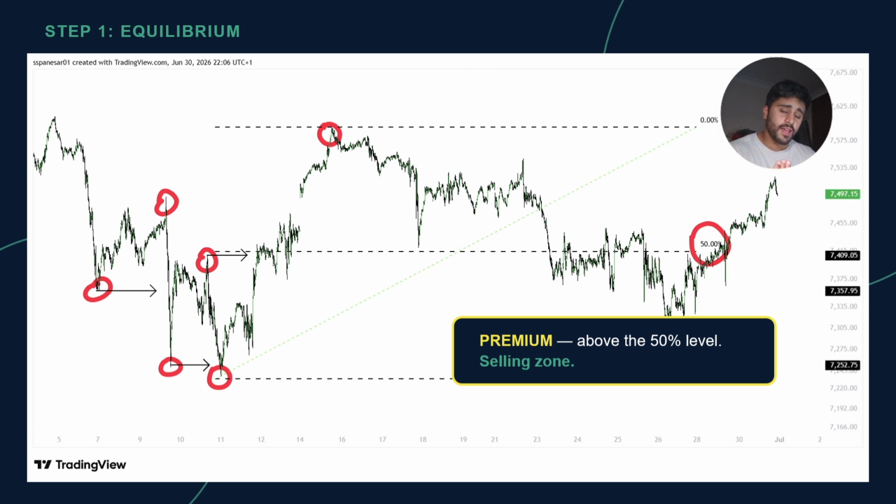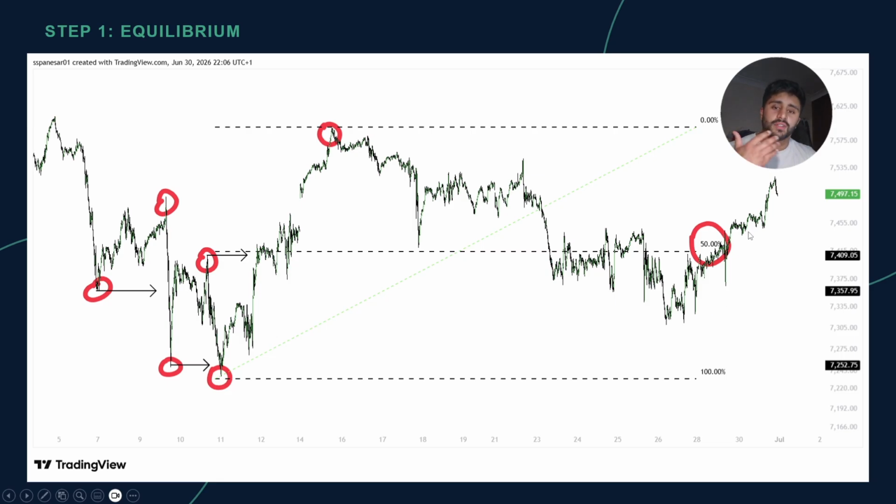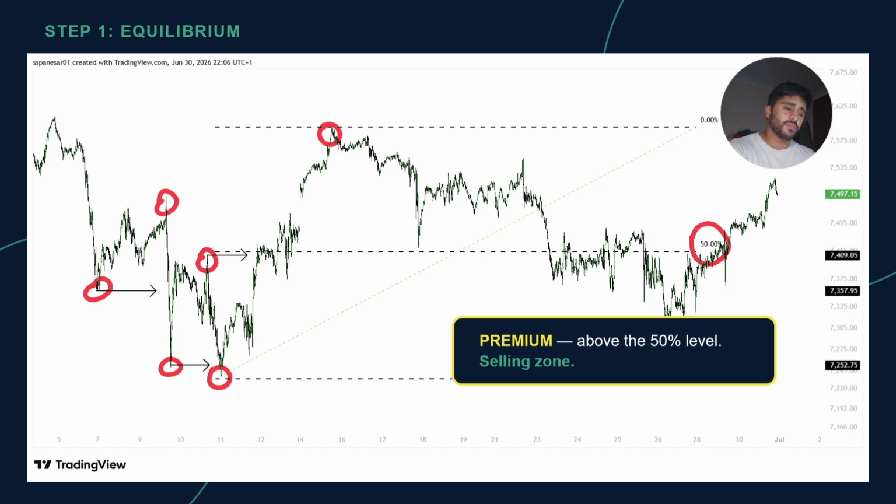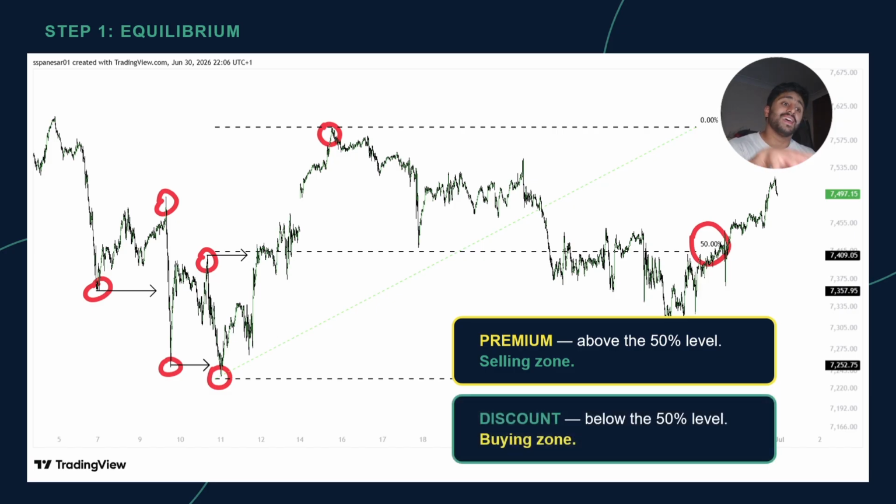That's where today's trade came from. The best short trades will come from premium, and the best long trades will come from discount. This is the basic concept of selling high and buying low. This is how we use that same concept on candles on the charts, all right? So premium is about selling above the 50%. Discount is about buying below the 50%.